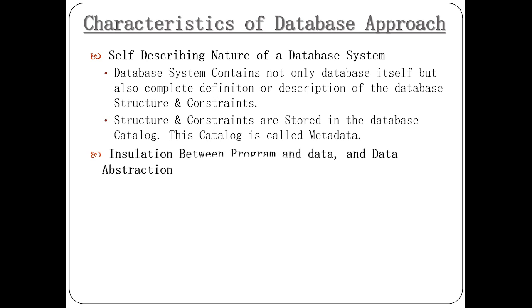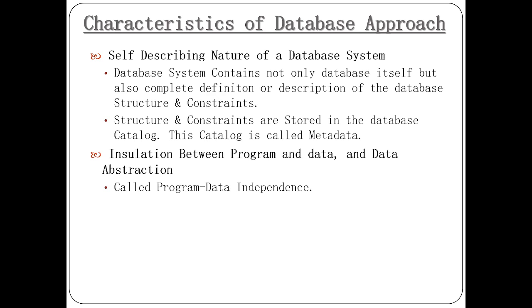Second one, insulation between program and data, and data abstraction. In a file system, if some changes are made in the file structure, then to handle these changes, more changes have to be made in all the programs that access this file. For example, if you want to add a piece of data, say date of birth of employees, in a file system, just adding it to the database is not enough. The whole program will have to be rewritten to make it work.